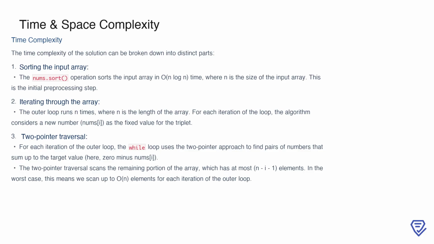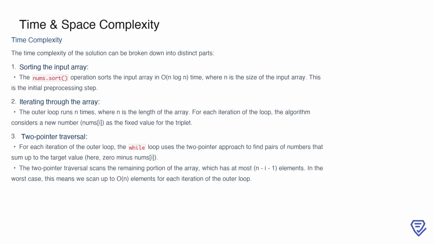After sorting, the algorithm iterates through the array using an outer loop. This loop runs n times, once for each element in the array, as it selects a number to act as the fixed value for the triplet. Within each iteration of the outer loop, the two-pointer traversal is used to find pairs of numbers that sum to a specific target. This traversal scans the remaining portion of the array, which, in the worst case, can involve up to O(n) elements for each iteration of the outer loop.